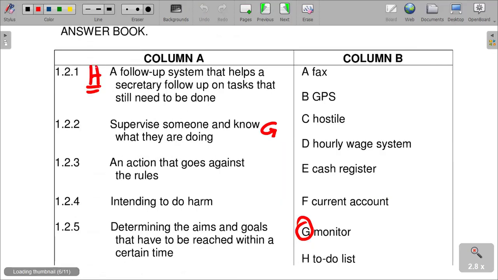An action that goes against the rules, we say that it's what? An infringement. That is an action that goes against the rules.